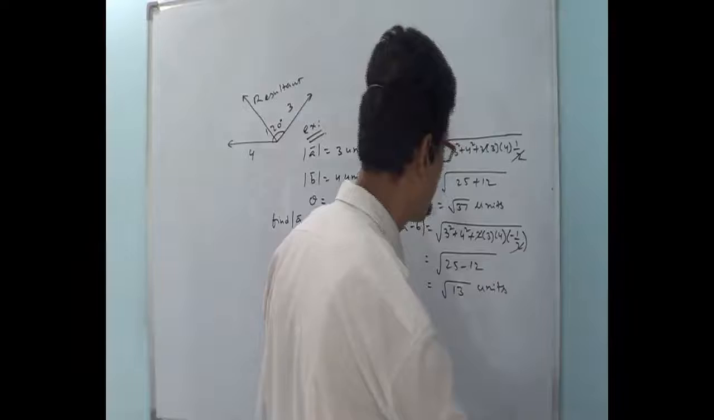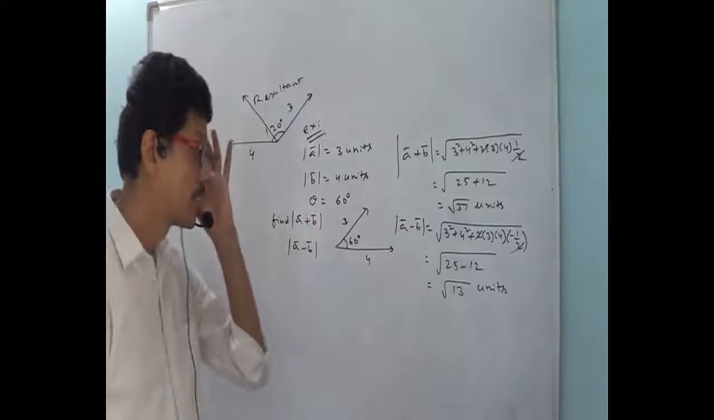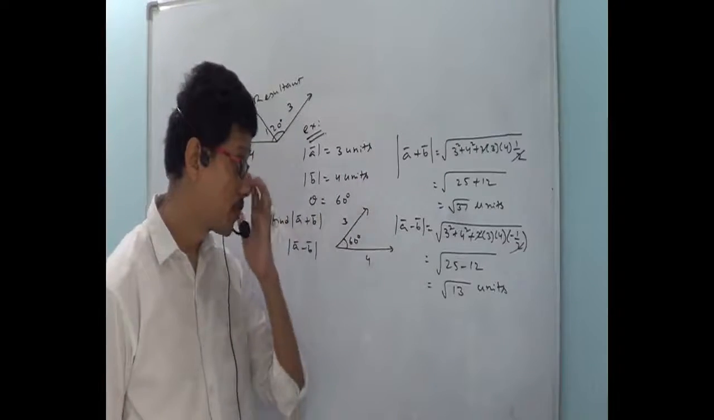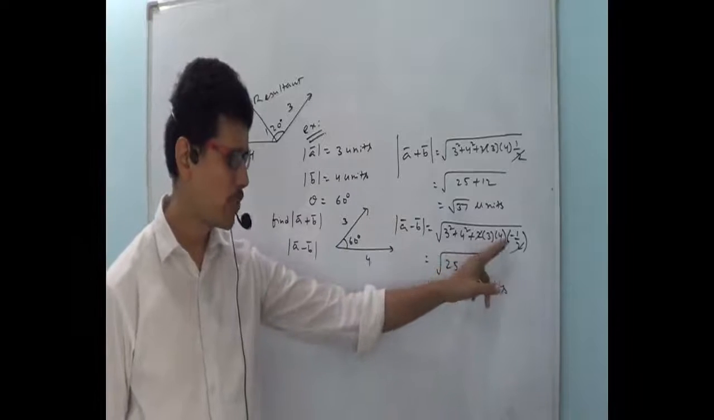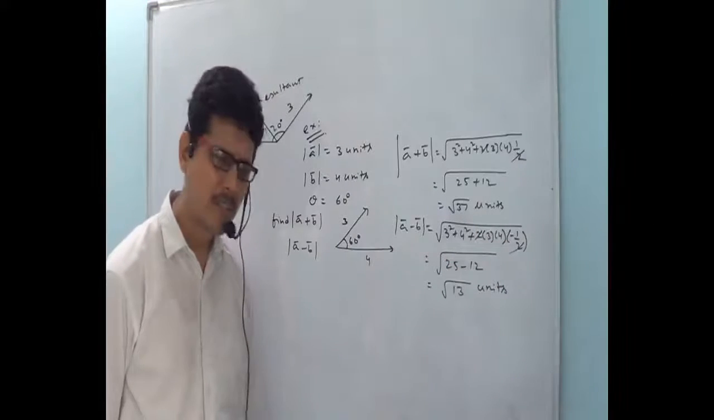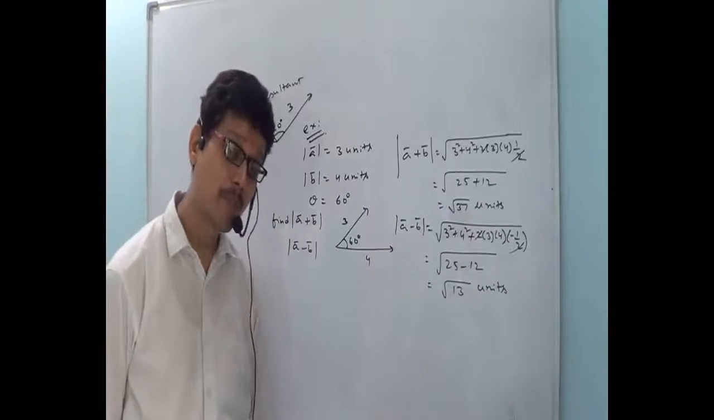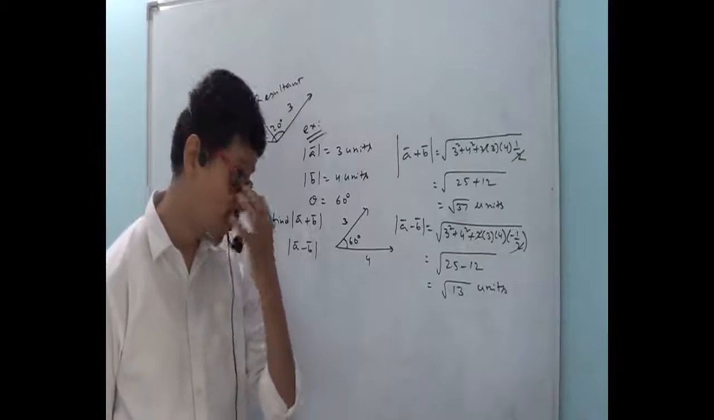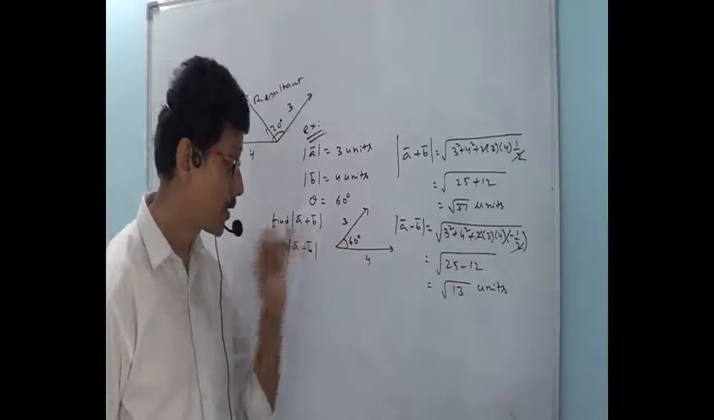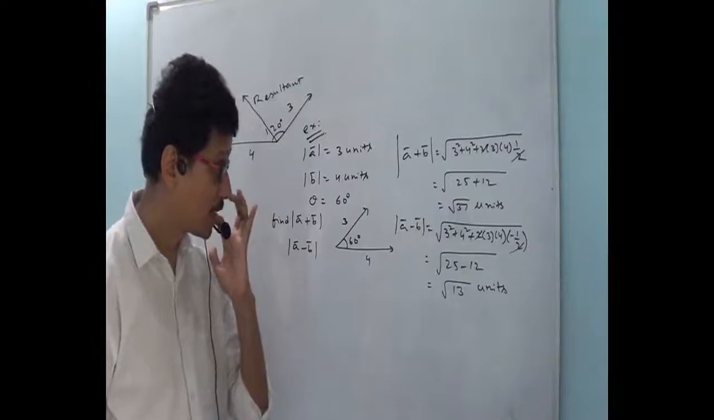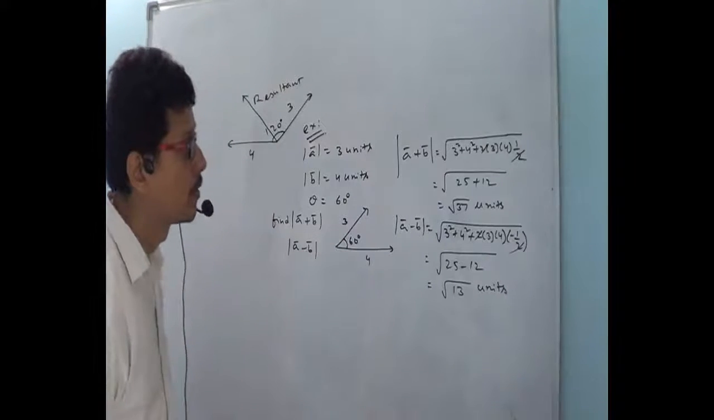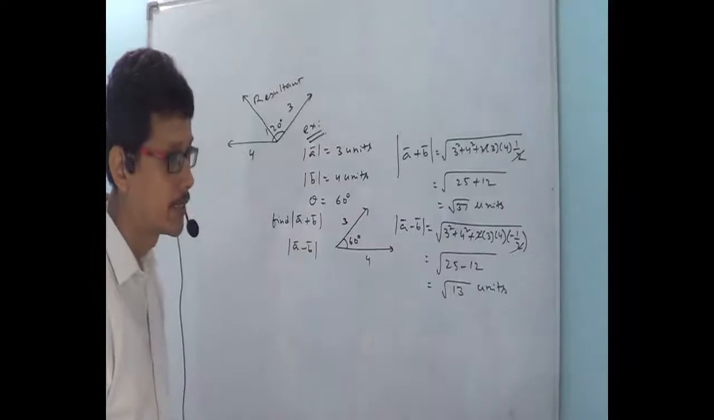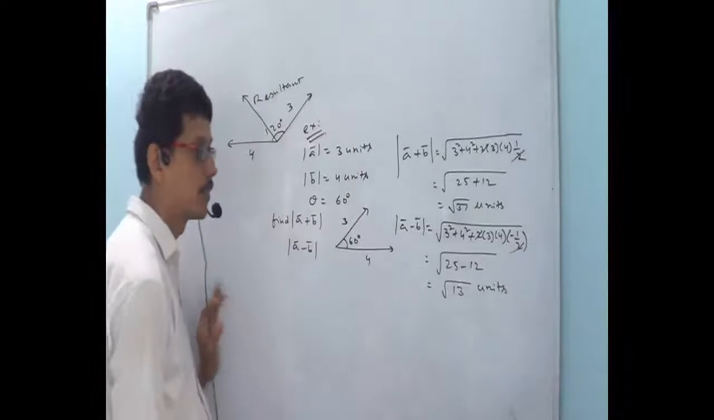So this I am erasing, and this is the modulus of A bar minus B bar. That means only the angle we need to change. The angle between A bar and minus B bar, if I am adding, is 180 minus theta. 120 degrees I have to take, not 60 degrees. Cos 120 is minus half. Okay. Shall I erase this?